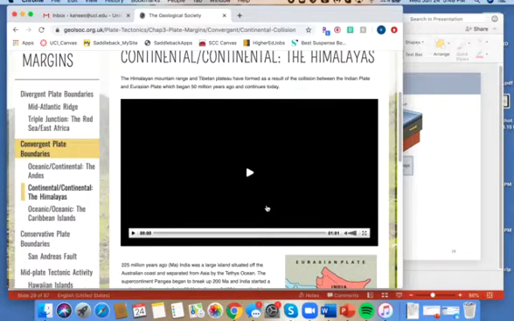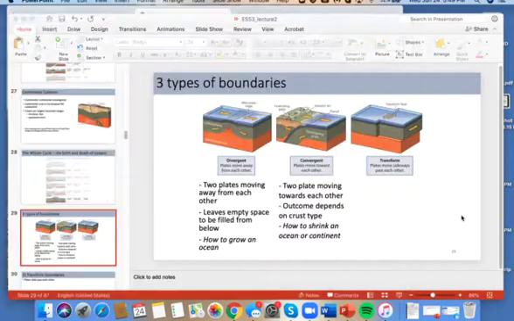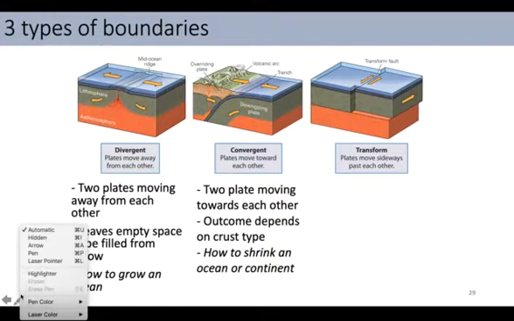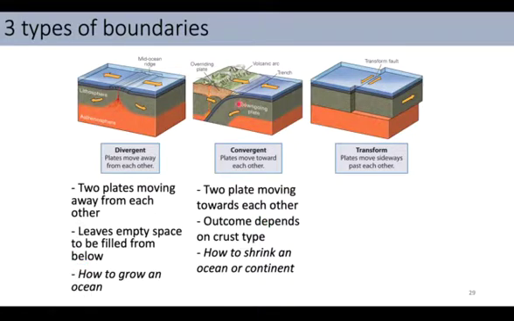So the Himalayas are actually still growing in size. They are growing very, very slowly. This happens over millions of years. But they are actually still getting taller. So let's go back to this. So that is our convergent boundary, where we have two plates moving towards each other. This is how we shrink an ocean. So there are continental to continental collisions, oceanic to continental convergent boundaries, what is shown here. You can also have oceanic to oceanic convergent boundaries.